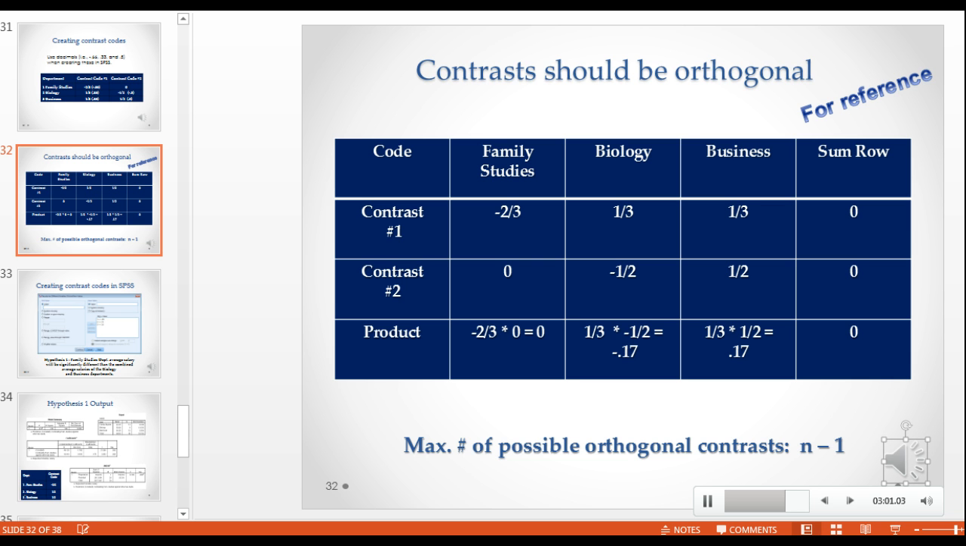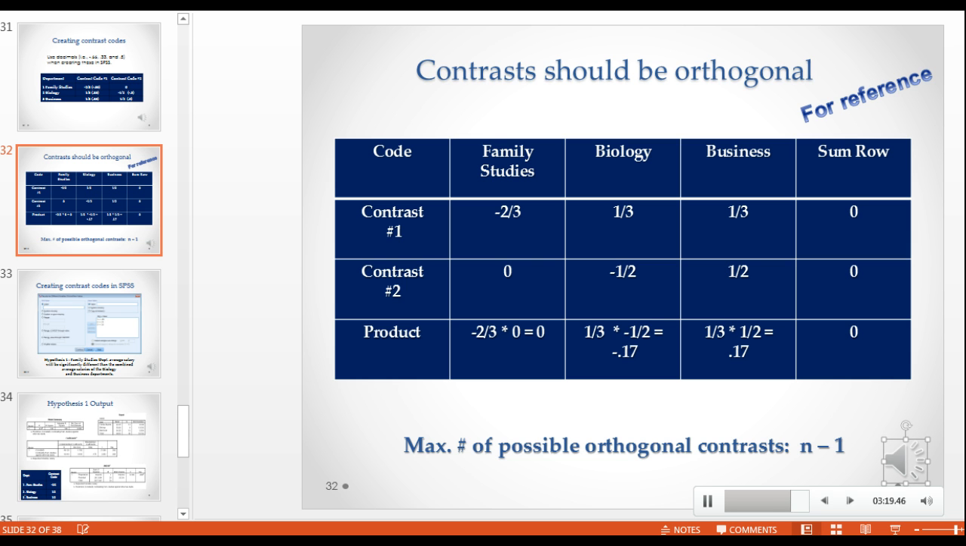And then finally, for the business department, we'll do the same thing. We'll go down the column. Positive 1/3 times positive 1/2 is equal to positive 0.17, as you can see in the product row at the very bottom. And finally, we're going to add those products together.